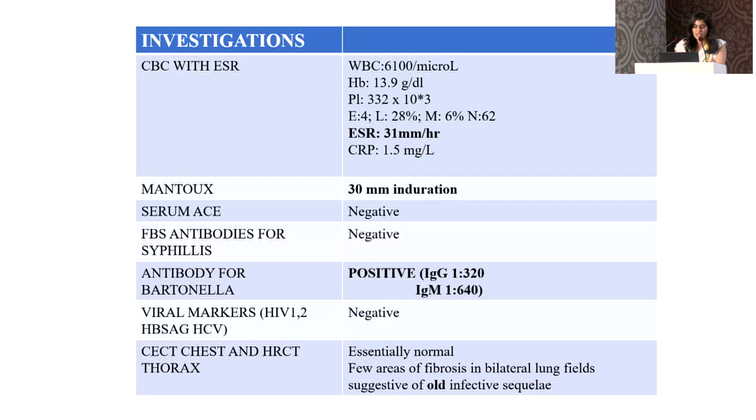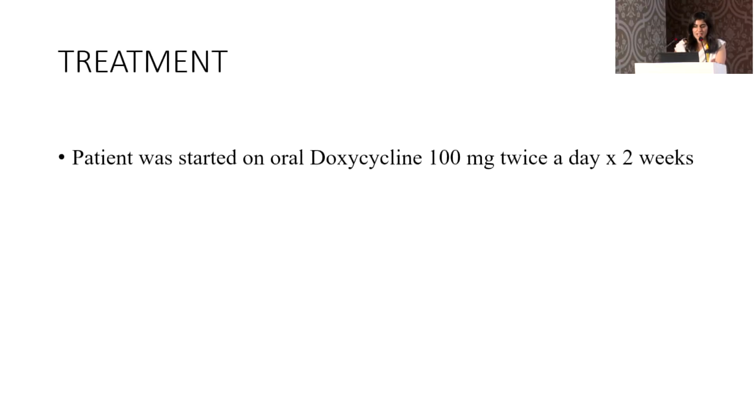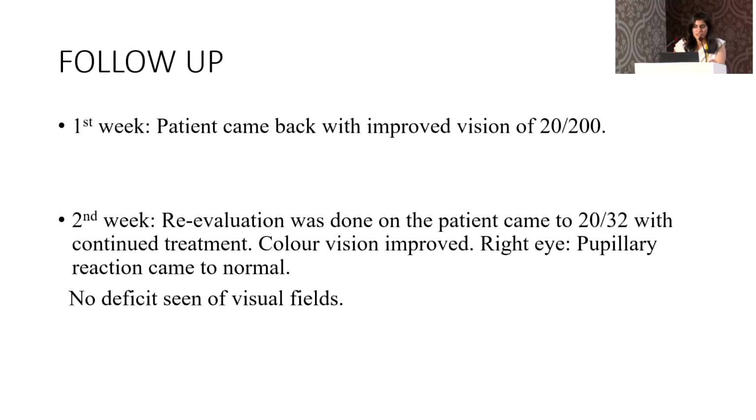The CECT chest and HRCT showed few bilateral lung fibrosis in the bilateral lung fields, suggestive of old infective sequelae. So my working diagnosis was right eye neuroretinitis due to Bartonella species, and I started the patient on oral doxycycline 100 milligrams twice a day for 2 weeks. The patient was followed up at 1 week, and his vision improved to 20/200 from 20/400. He was reevaluated in the second week, and vision came back to 20/30.